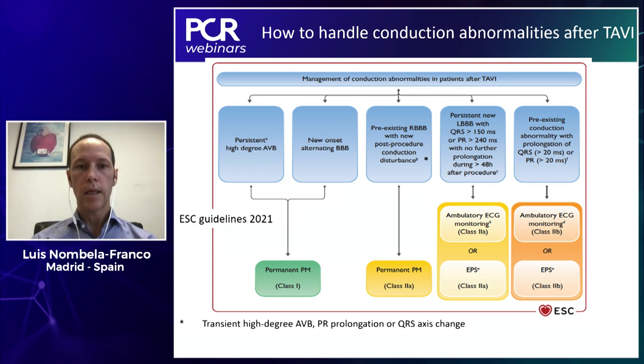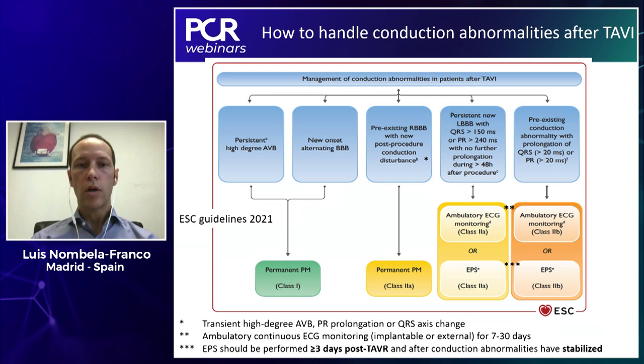But in patients with a change in the QRS of more than 20 milliseconds, or with a final QRS of more than 150 or 240, you should consider an ambulatory ECG monitoring or an electrophysiology study. And this is very important: you should perform this study more than 3 days after the procedure and when the conduction abnormalities have stabilized.